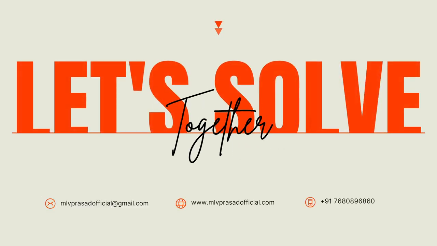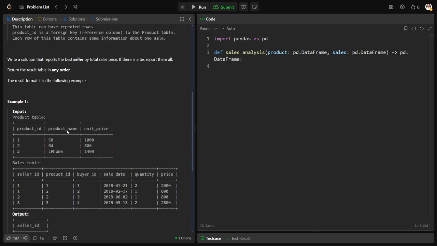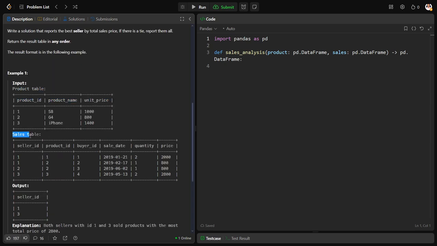Now, let's solve together the problem which we want to solve. They have given a table Product consisting of product ID, the name of that product, and the unit price. Similarly, there is a Sales table. Who is the seller? The seller sold which product, which is available in the Product table, and who bought it, the buyer ID. On which date it was sold, the quantity sold, and the price at which it was sold.